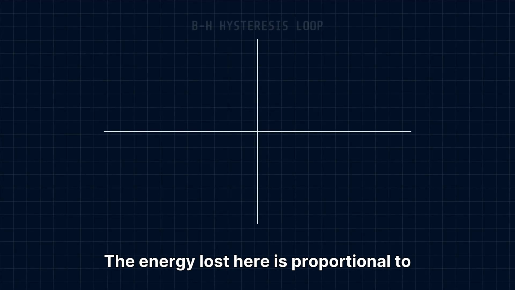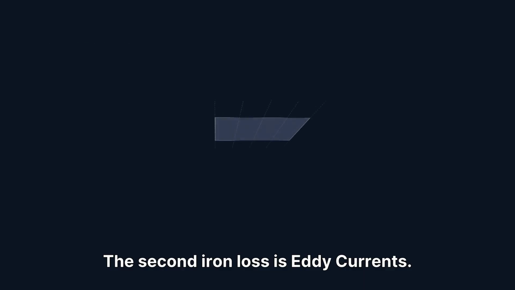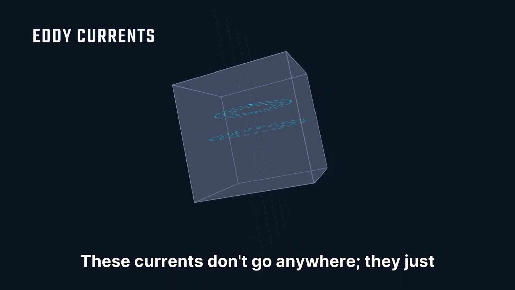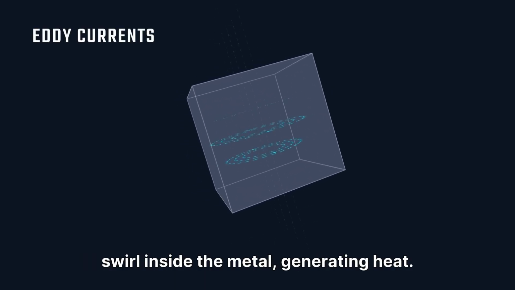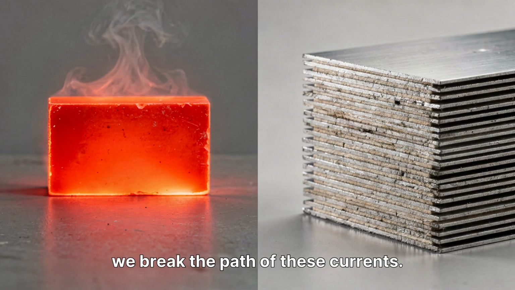The energy lost here is proportional to the area of the BH loop of the material. This is hysteresis loss. The second iron loss is eddy currents. These currents don't go anywhere. They just swirl inside the metal, generating heat. This is why cores are laminated. By slicing the core into thin sheets, we break the path of these currents.